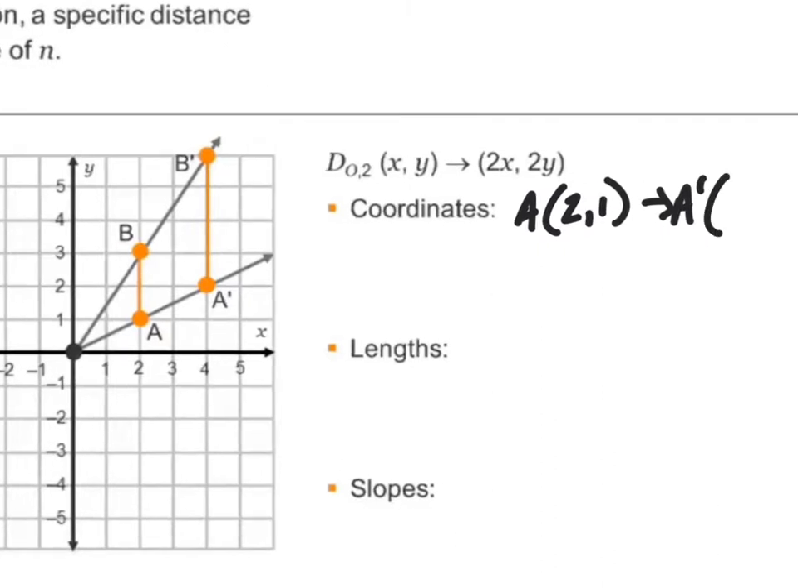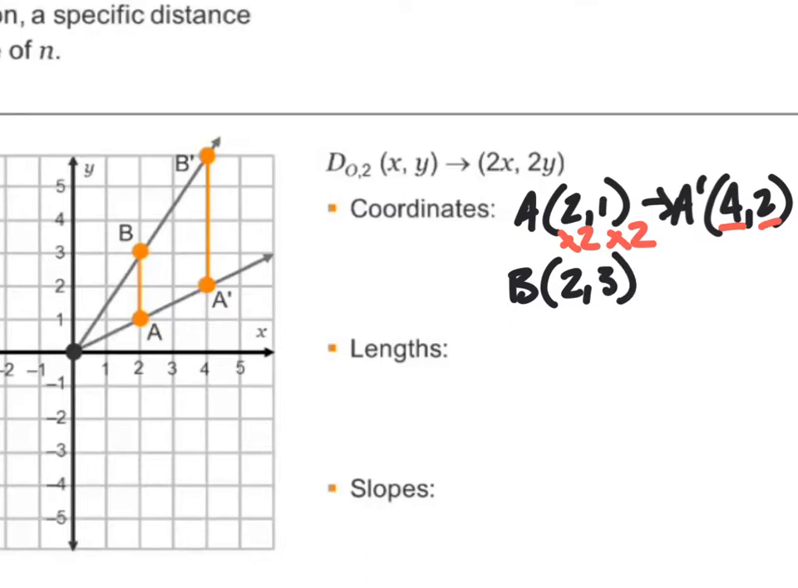How do you go from point A to point A prime? If you take 2 and multiply it by 2, and take 1 and multiply it by 2, that gives you the point 4, 2. Similarly, B is the point 2, 3. To get to B prime, that's just going to be 4, 6. Again, 2 times 2 is 4, and 3 times 2 is 6.